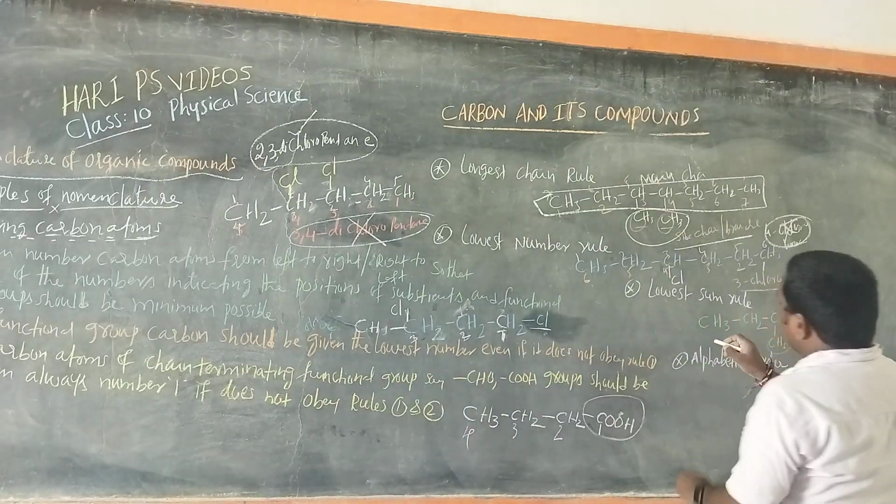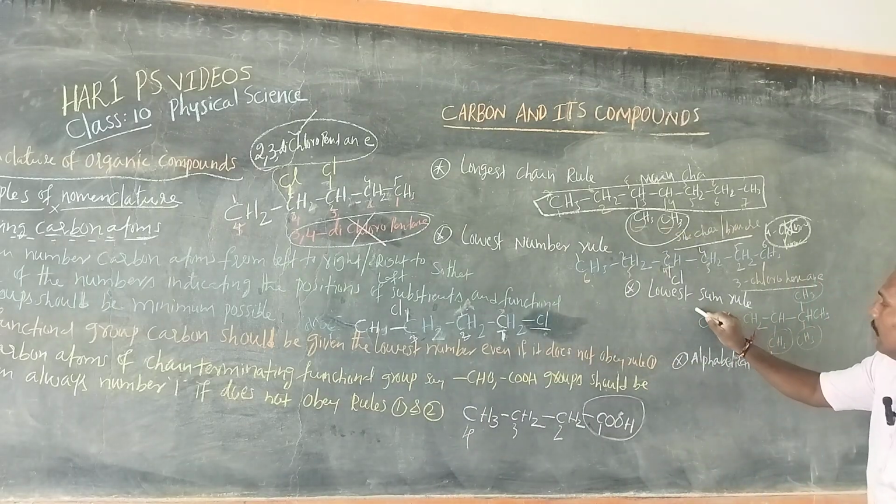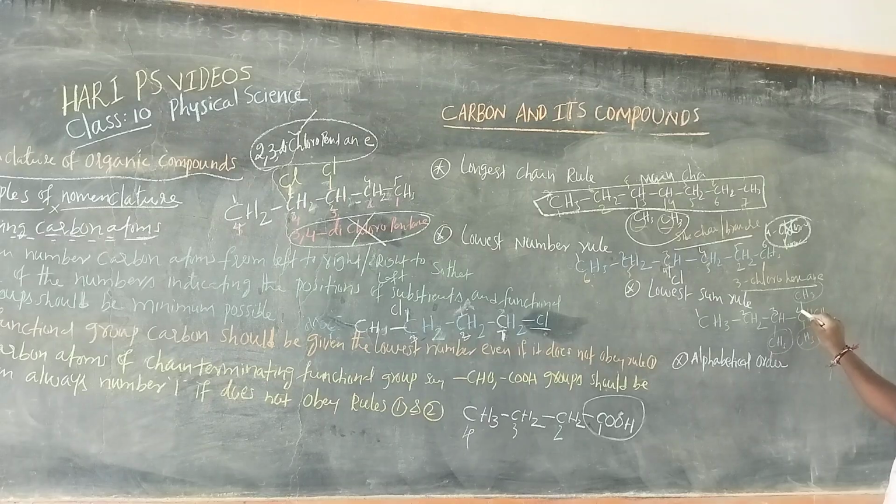For example, if we give the numbers like this, 1, 2, 3, 4, 5, which carbon atoms have substituents? Third carbon and fourth carbon. Third carbon 3, plus fourth carbon, which has 2 substituents, 4 plus 4. That is 3 plus 8, 11. So the sum is 11.